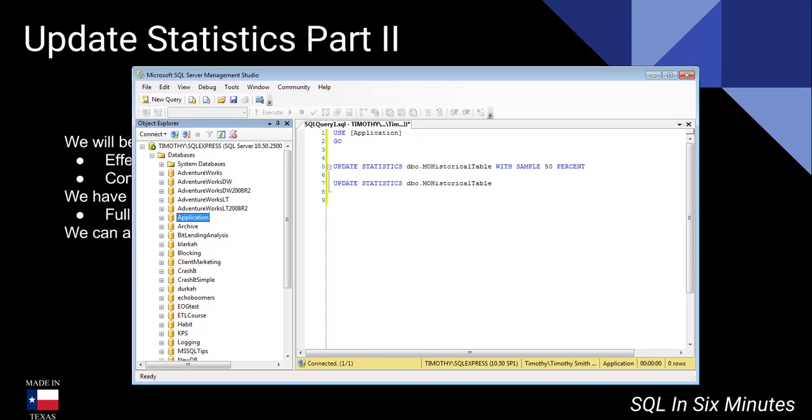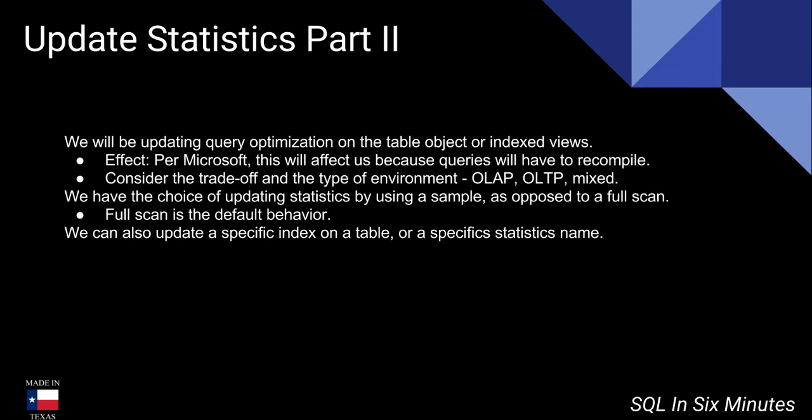So let's look at this example using the application database, where on the first one you see I'm updating the statistics on the MO historical table, and you'll see I'm saying WITH SAMPLE 50 PERCENT. So it's only going to look at 50%, and that's what it's going to update the statistics on. If you think about it from a statistical perspective, think about what that means. The other one here is just this right here. The default behavior is going to be a full update.